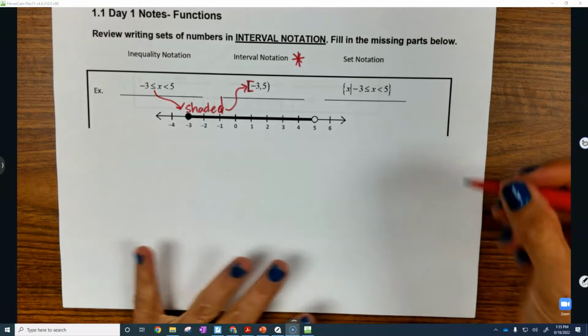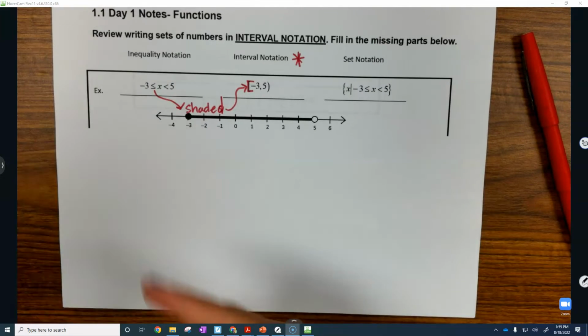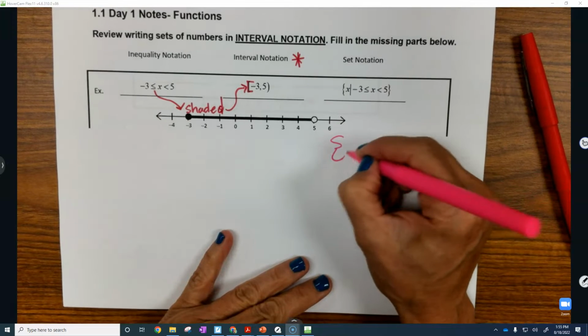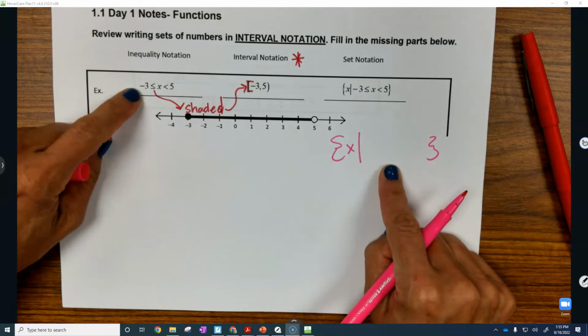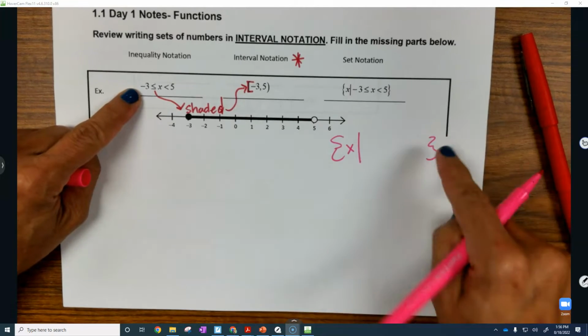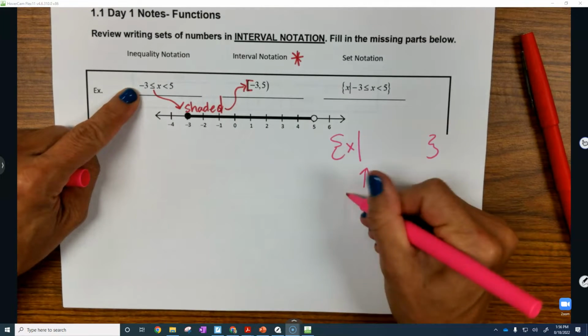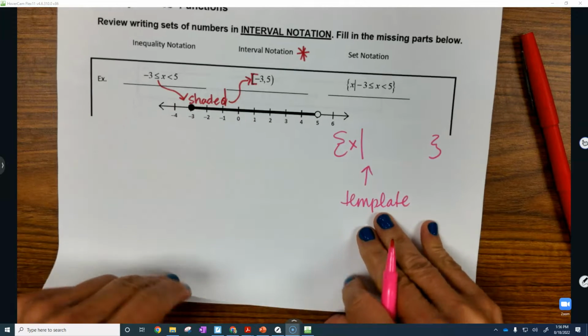And this set notation, don't let that throw you for a loop. Don't be nervous about that at all. All you do is use this template every single time, and you just copy whatever the inequality is. You just copy it right there, exactly. This is always the template that you're going to use. All right, let's go ahead and fill in the table.